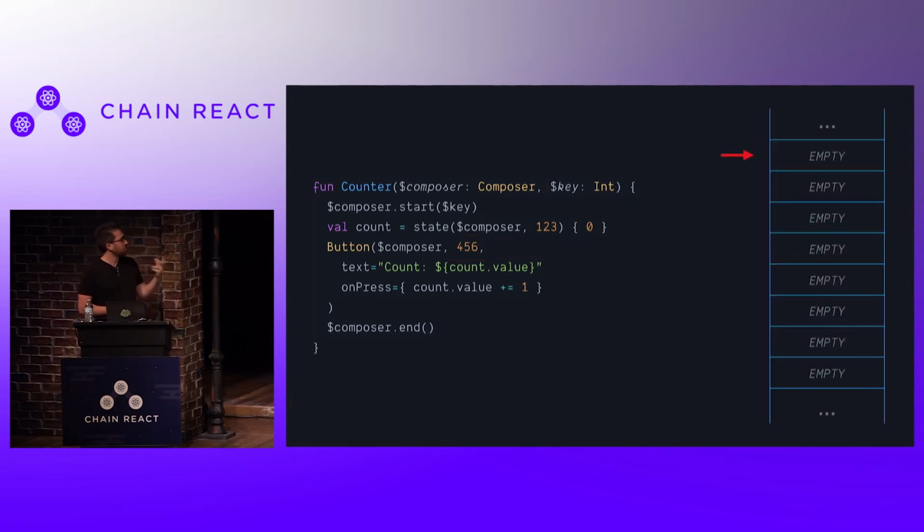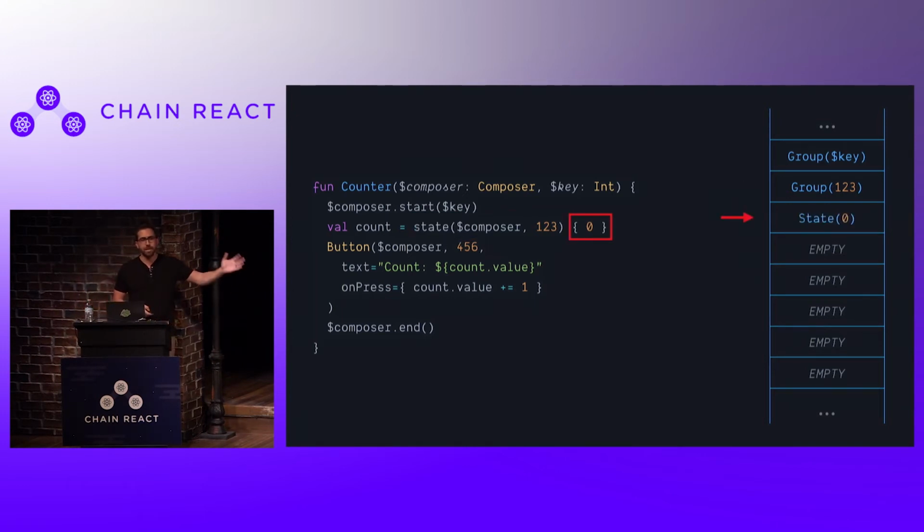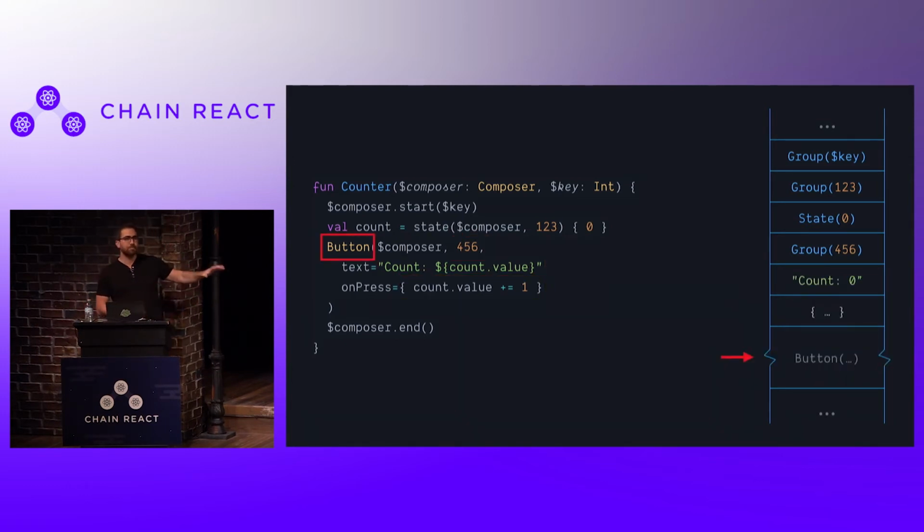So when we're executing through this function, we run composer.start, which stores this group object into the array. We go and call state, and it's going to store another group into the array with 1, 2, 3. And then state itself might do something, and it's going to store this state value in the table. Then we move on to button, and it's going to create another group, and it's going to start storing these parameters. And then the actual button function itself might go and do a bunch of other stuff. But we're not going into that, we're just going to represent it here in the bottom of the array.